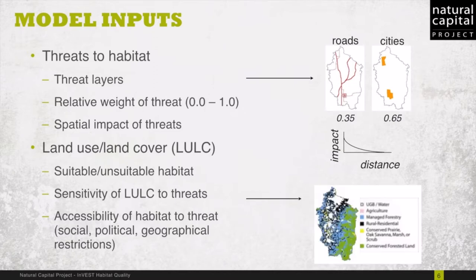The second set of data corresponds to the land use land cover. Pixels are assigned a suitability score which ranges from 0, which indicates non-habitat, to 1, which indicates ideal habitat. We also consider the relative sensitivity of each habitat type to each threat. These values range from 0 to 1, where 1 represents high sensitivity to a threat, and 0 represents no sensitivity. And lastly, we also consider areas with accessibility. So things such as strict nature preserves, well-protected private lands, are assigned some number less than 1, where polygons with maximum accessibility, such as extractive reserves, are assigned a value of 1.